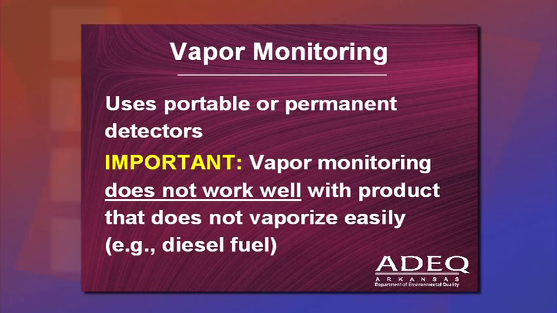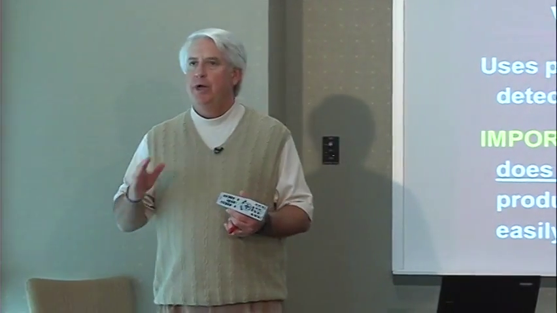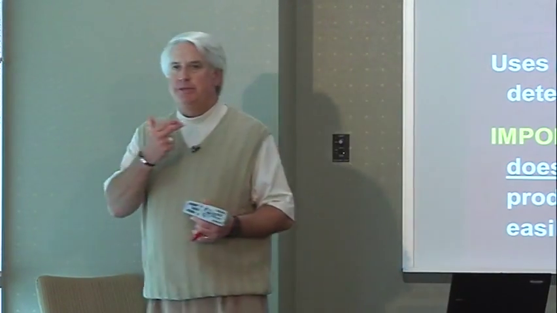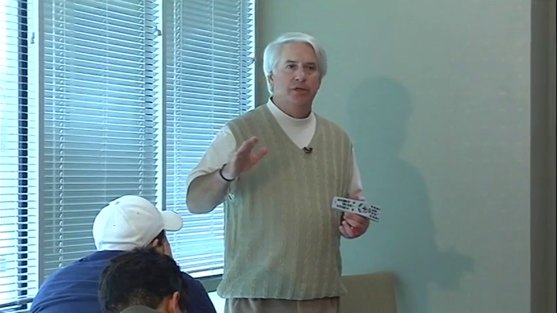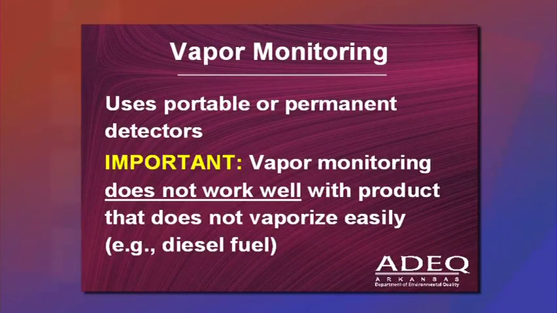Now here is a second one. What you need to remember about both vapor monitoring and groundwater monitoring is that both of them require a site assessment before you can use them for monthly release detection. These, both vapor and groundwater monitoring, don't use any form of inventory control to see if you've had a release. What's important about vapor monitoring, number one, is that it does not work well with a product that does not vaporize easily.